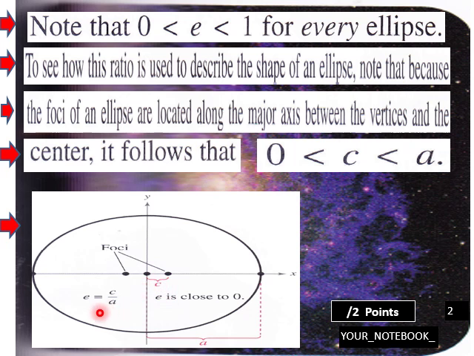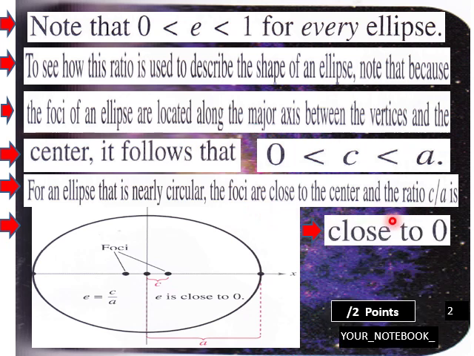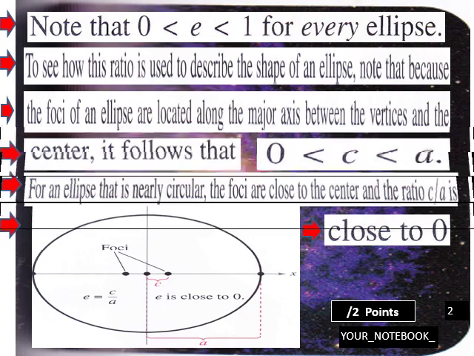Like here's your example, here's your foci, here's your C distance here, and your C distance there. Our eccentricity will be our length of C over A in this situation. Here is your A distance, from your center to your vertices. For an ellipse that is nearly circular, the foci are close to the center, and the ratio C divided by A is close to 0.